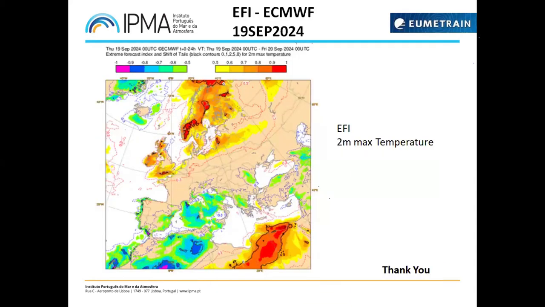Last, I want to show this extreme forecast index for 2-meter max temperature, showing maybe some higher than normal. At least the model is forecasting higher than normal max temperature for today in some parts of Northern Europe, not all, of course. But I think the stationary high pressure system is helping with this. And that's all from my side, the analysis for today. Thank you all. Stay safe.